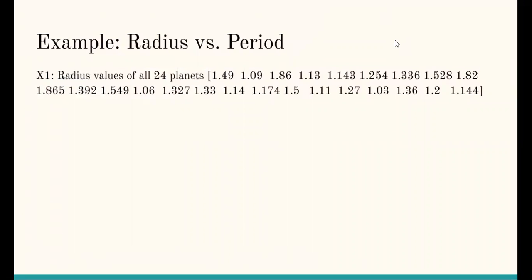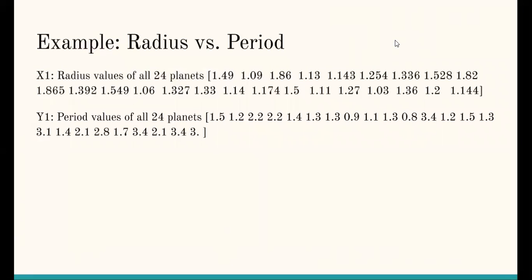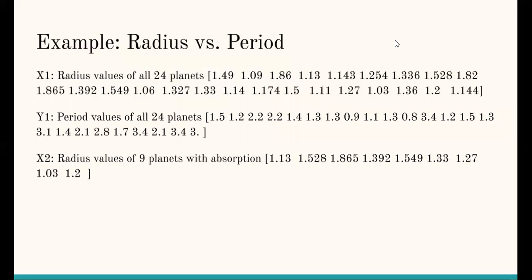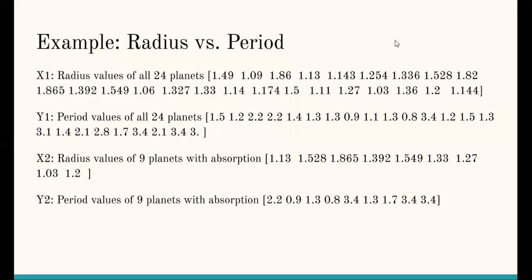For example, when conducting this test for radius and period, X1 was a list of the radius values of all the 24 planets. Y1 was then the period values of the 24 planets. X2 represented the radius values of the 9 planets with absorption. And Y2 represented the period values of the 9 planets with absorption. By conducting this test, we found a p-value of 0.766, so definitely no trend there.